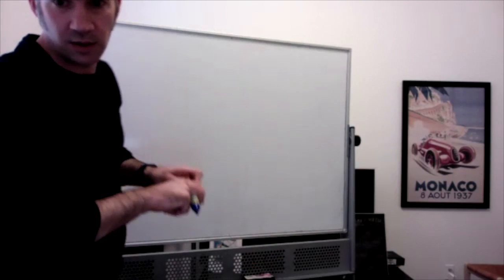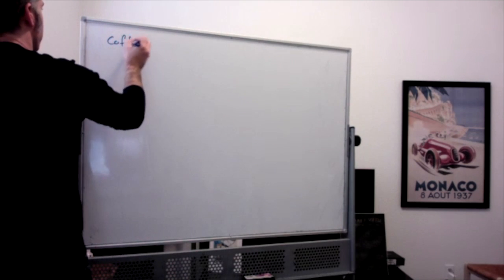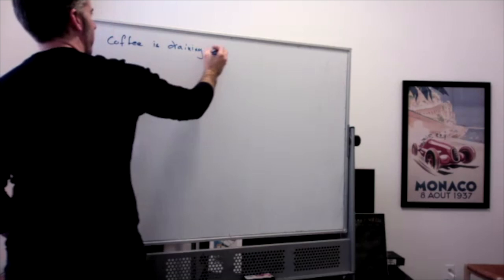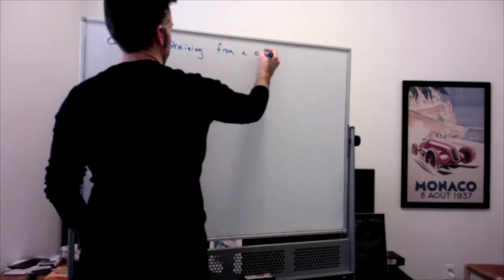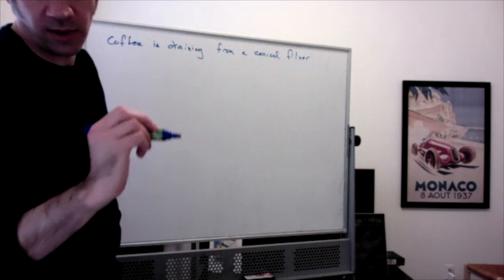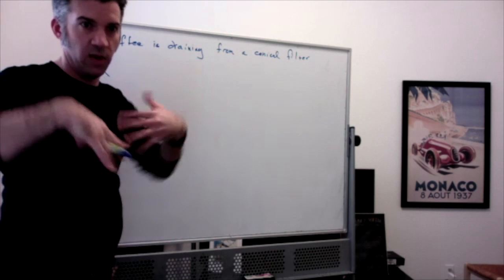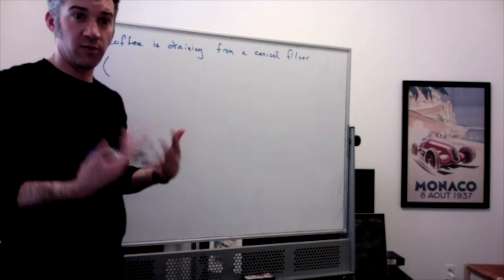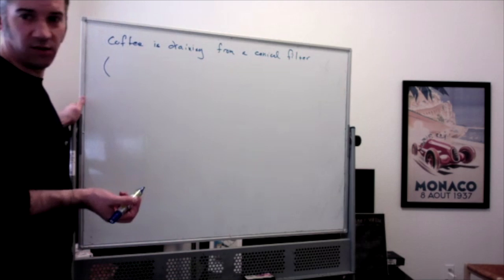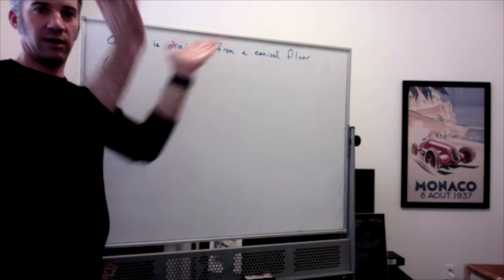Okay, here's what we got. Coffee. Liquid of the gods. Coffee is draining from a conical filter. So it's the shape of a cone, right? Point down. Almost always, if you've got volume in a cone, it's point down, unless someone has specified otherwise. Hopefully you know what a conical coffee filter looks like.